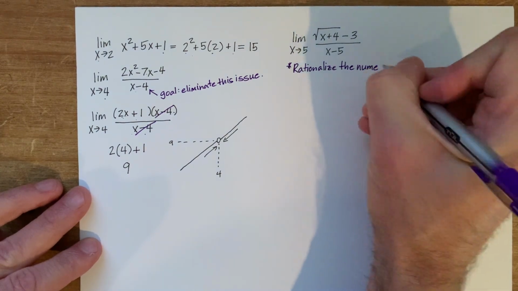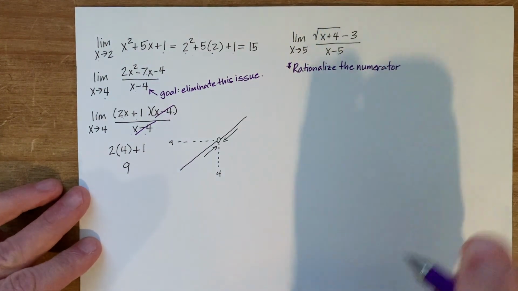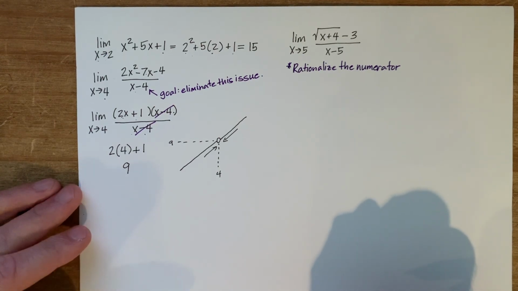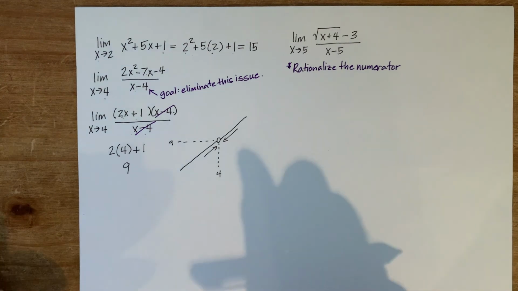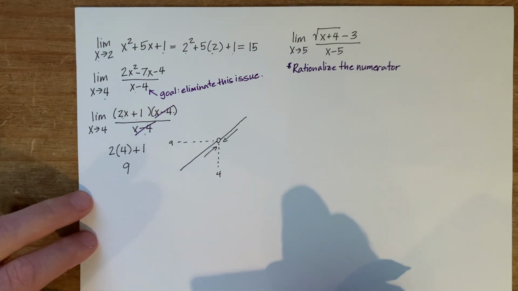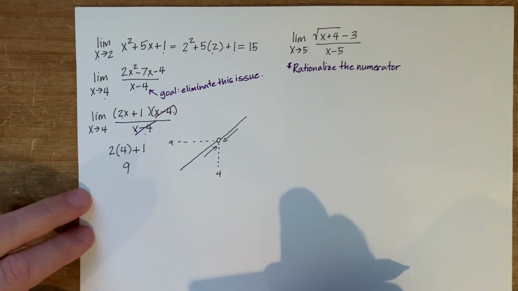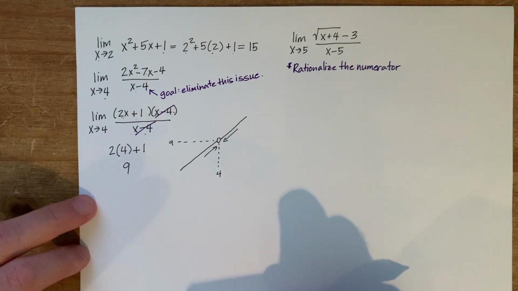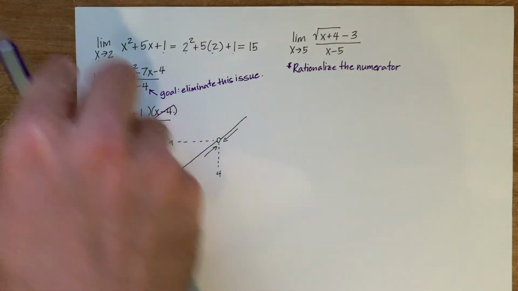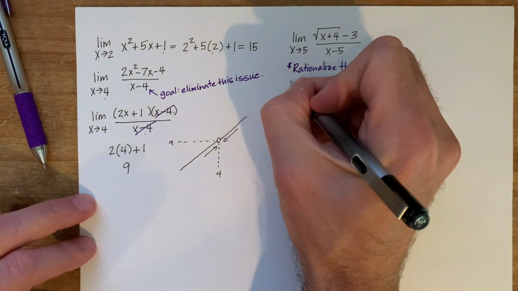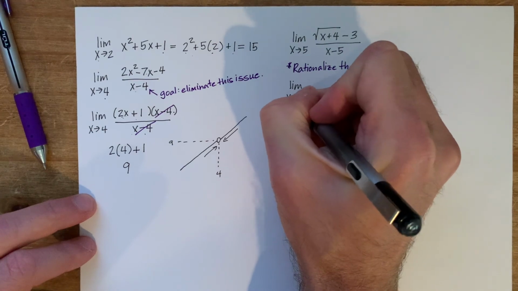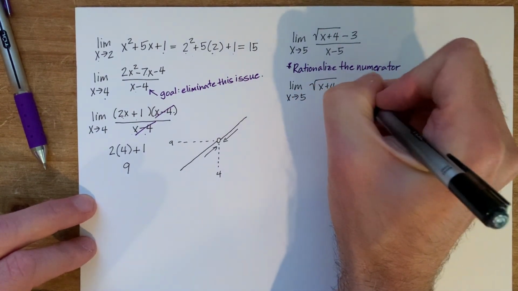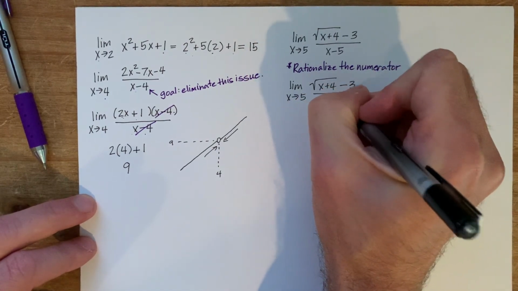Now you might remember the term rationalize from pre-calc days. Rationalize, we're looking to get rid of radicals here. We're looking to write the numerator without a radical in there and hope that maybe something will cancel out. In pre-calc, you tend to rationalize the denominator. Here, we're going to rationalize the numerator, and we're going to do that by multiplying by what's called the conjugate of the numerator. So I've got the square root of x plus 4 minus 3 over x minus 5.